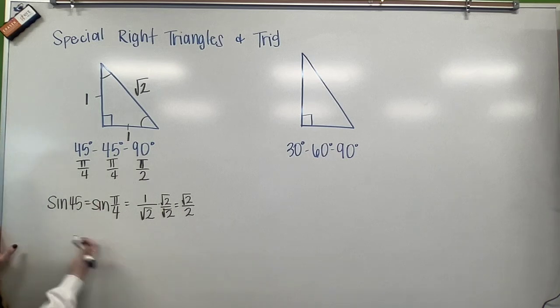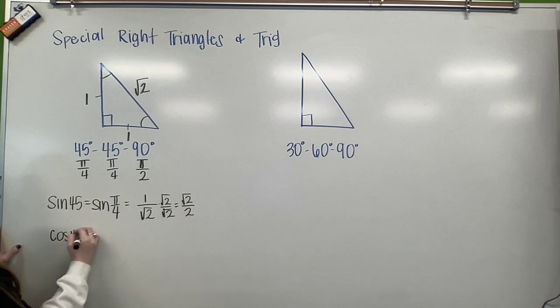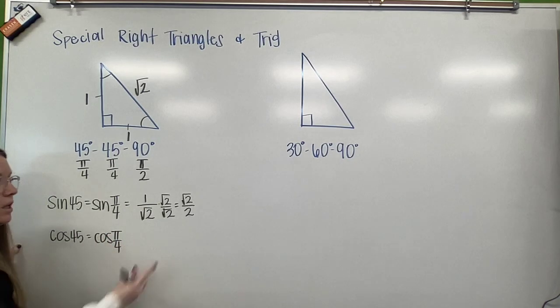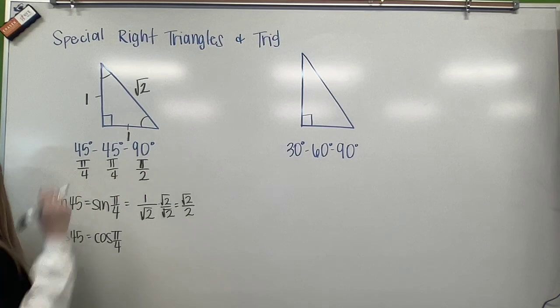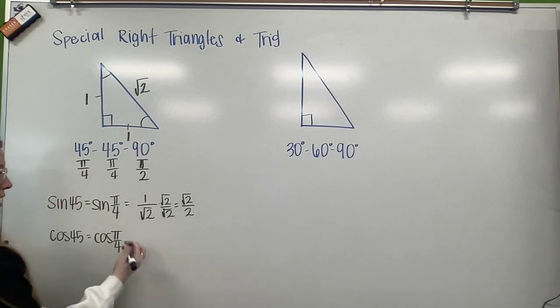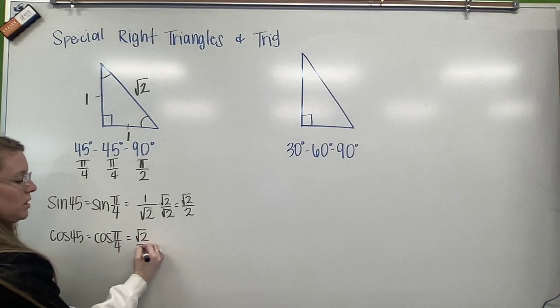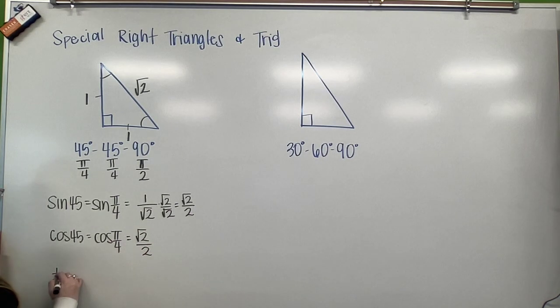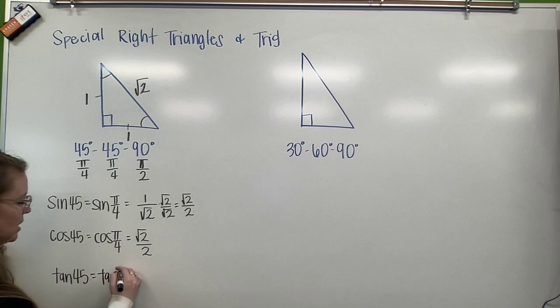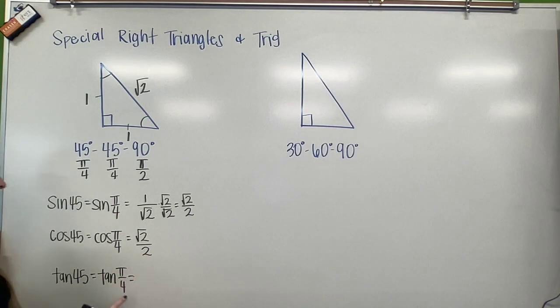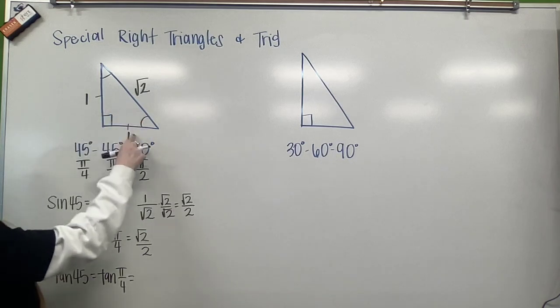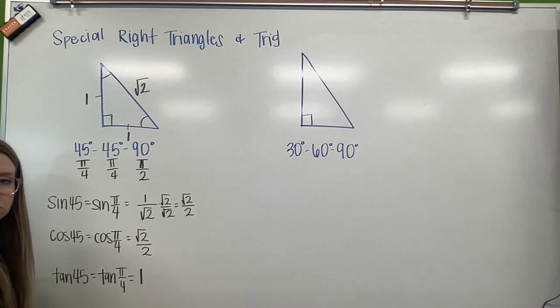Okay, cosine of 45 is equal to the cosine of pi over 4. Well, since our opposite and adjacent side are equal, sine and cosine are going to be equal. So this will also be root 2 over 2. And tangent of 45 degrees, which is equal to the tangent of pi over 4, because again, pi over 4 is equal to 45 degrees. Opposite over adjacent is 1.